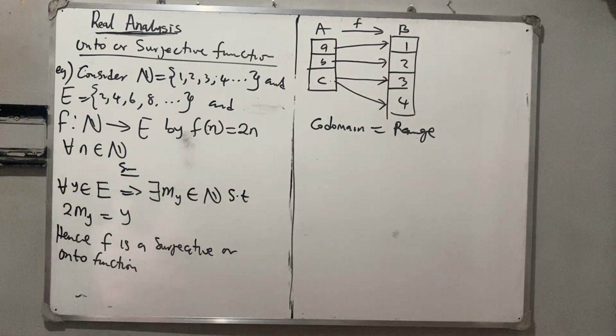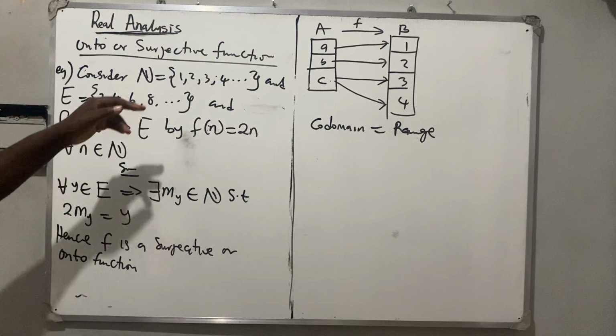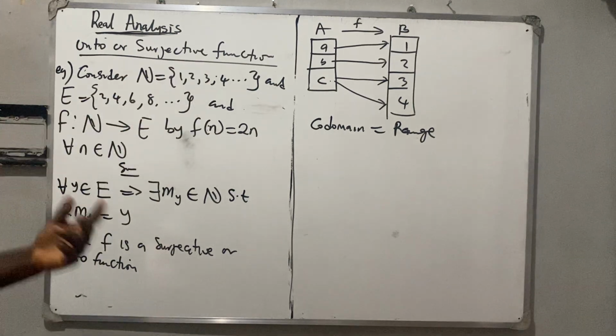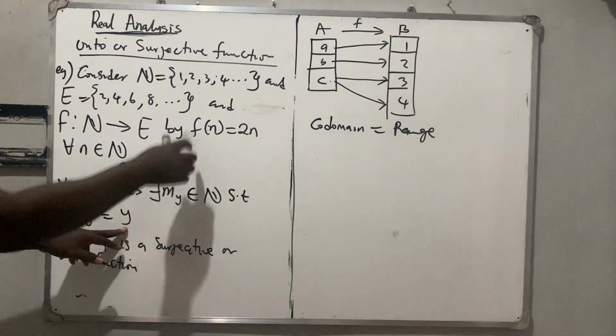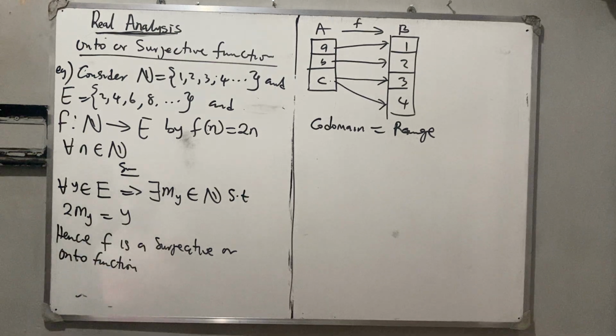As simple as that. In fact, before I started writing this, I've already explained it. Any element you pick here is an image of somebody here. It's a must. So anybody you pick here, you can find somebody here that you can write as 2 times that same person. You understand? So that is that. So let's give one more example on this, and then I think we are good to go. So another example.